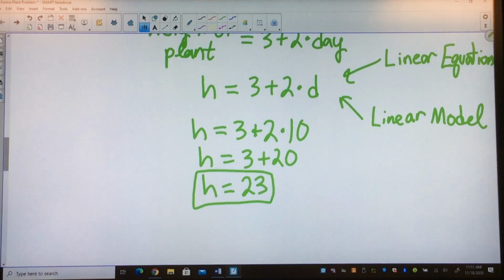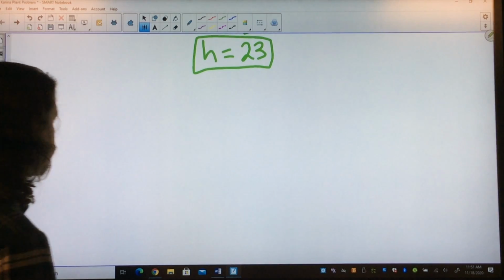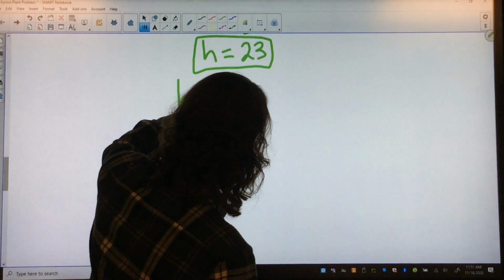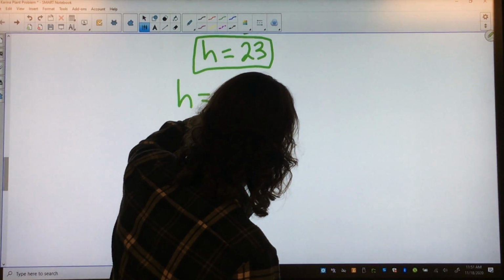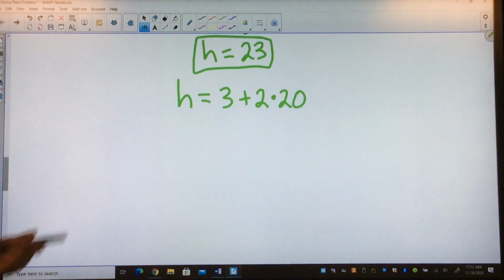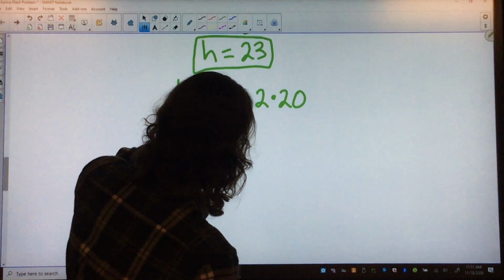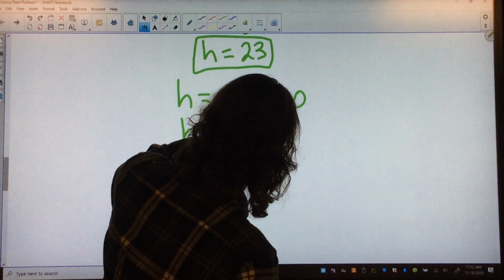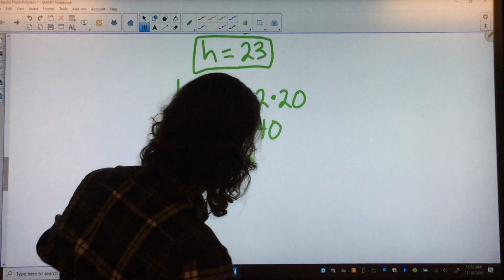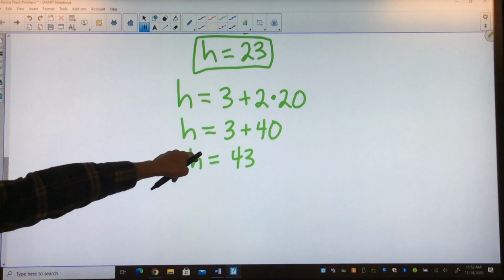Now let's use our model to predict what the height will be after 20 days. After 20 days, the height is going to be 3 plus 2 times 20 days. Again, use our order of operations. You've got to multiply before we add. So 2 times 20 is 40. So H is equal to 3 plus 40. 3 plus 40, of course, is 43. And so after 20 days, our model predicts that our plant will be a height of 43 centimeters.